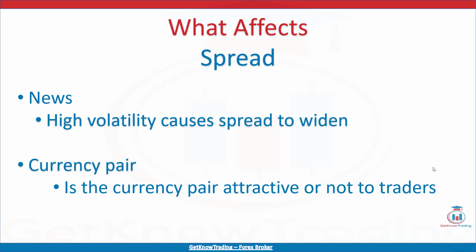By paying attention to these 2 steps, broker and currency pair, you will manage your risk exposure and minimize your cost. So what affects a spread in Forex? Forex spread has several factors that can influence it. Those are news that can bring high volatility in the market, which can cause the spread to widen. The second factor can be the currency pair. Is the currency pair attractive or not to traders? Remember one thing about the spread. If the spread is not fixed, meaning it is variable and can change its number of pips, the number of pips in the spread will depend on the volatility of the pair.